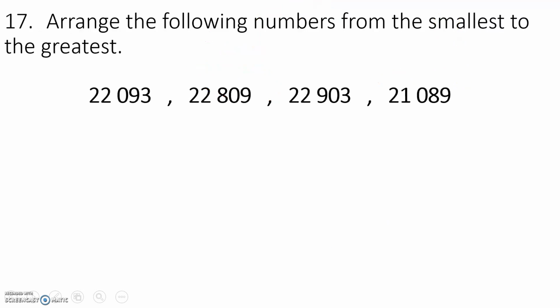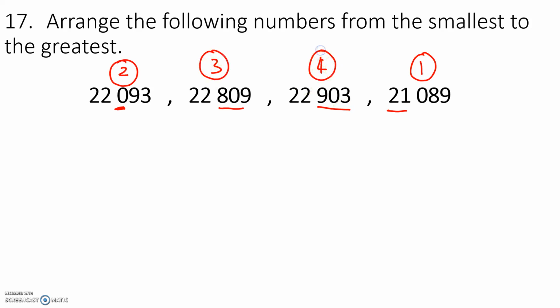Okay. Now arrange the numbers from the smallest to the biggest. You have number 1, which is very small, that's 21,000, that's the first one. Then between 22,000, you have one that is having a 0 hundreds, so this is the second smallest one. Between the other two, you have 800 and 900, so this is the third and this is the fourth.